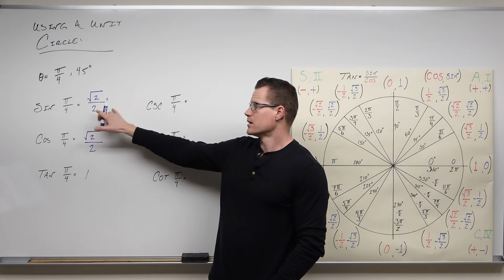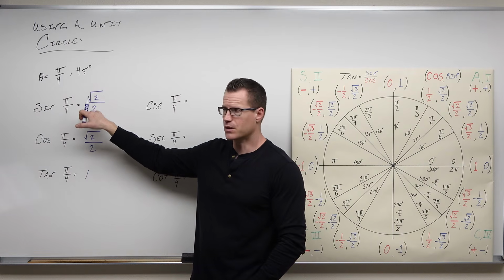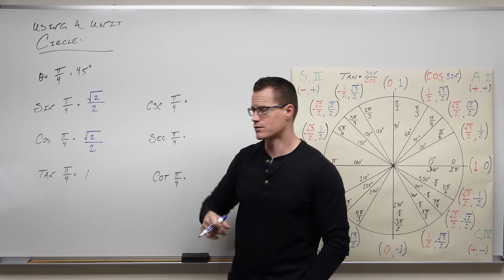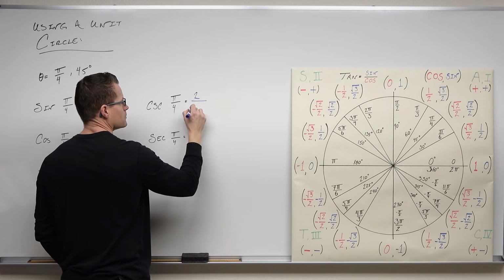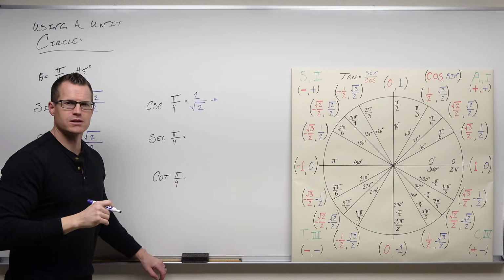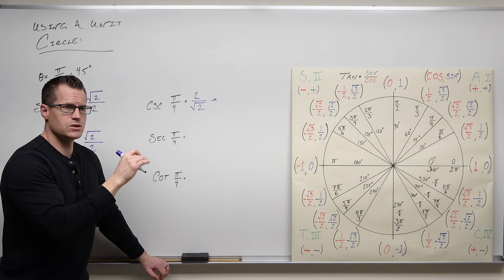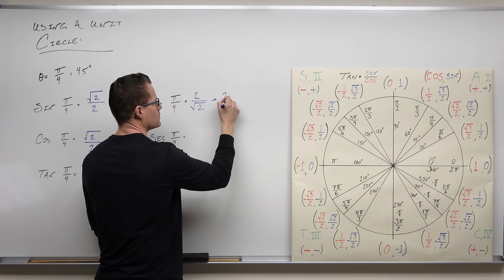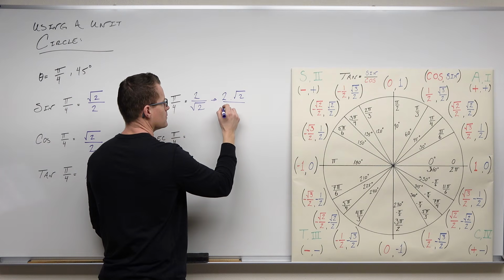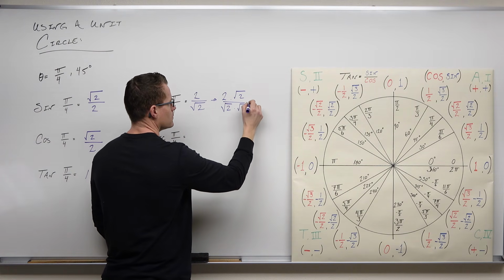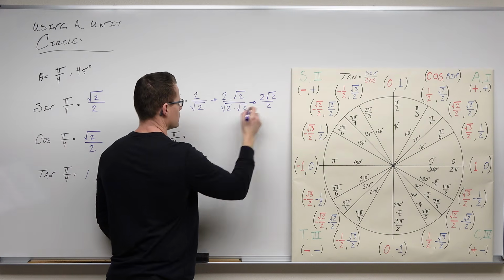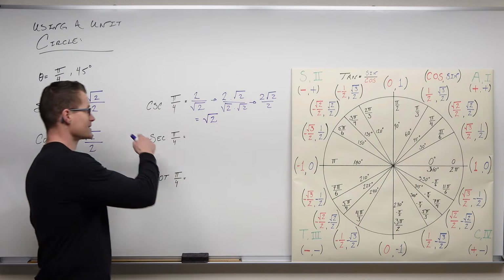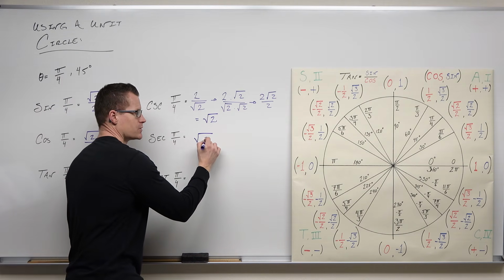So let's reciprocate. Cosecant reciprocates sine. Notice how I've matched these up for you. I want you to make those connections. Cosecant reciprocates sine, so 2 over the square root of 2. We're going to rationalize very quickly. 2 over square root of 2 gives you 2 square root 2 over 2, or just the square root of 2. For the exact same reason, because these are identical, you're also going to get the square root of 2 for secant.